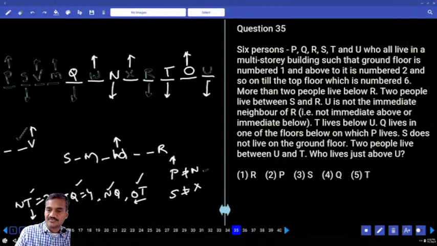Now question number 35. There are 6 persons who live in a multi-story building, so the ground floor is 1 and so on. More than 2 people live below R. 2 people between S and R. U is not the immediate neighbor of R. T lives below U. Q lives on one of the floors below the floor on which P lives. And S does not live on the ground floor. 2 people between U and T.